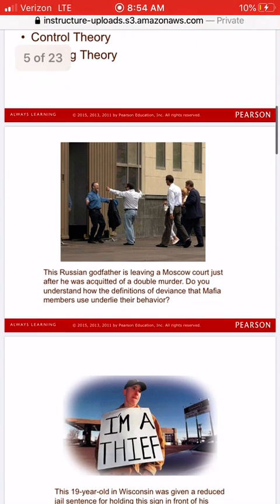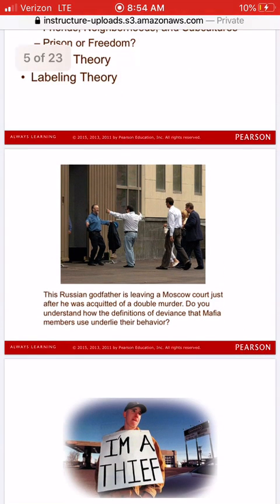participating in that. Let me show you guys an image of the Russian Godfather. He's leaving a Moscow court after he was acquitted of double murder. So when we look at a family that's maybe involved in the mafia, we've got to begin to question how this plays a role in it.